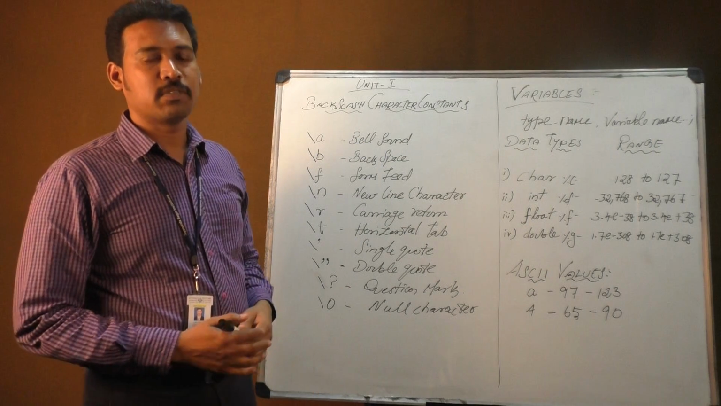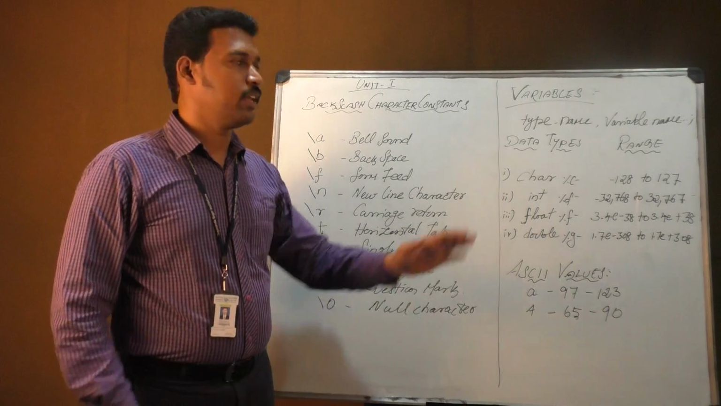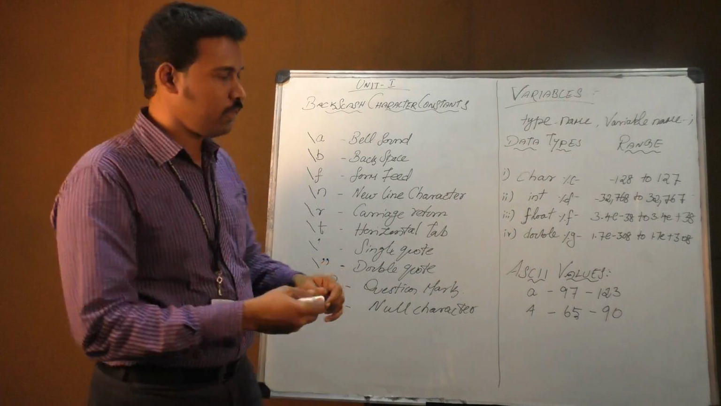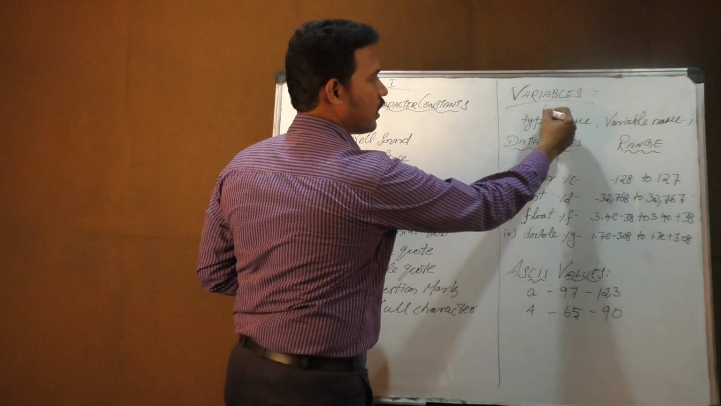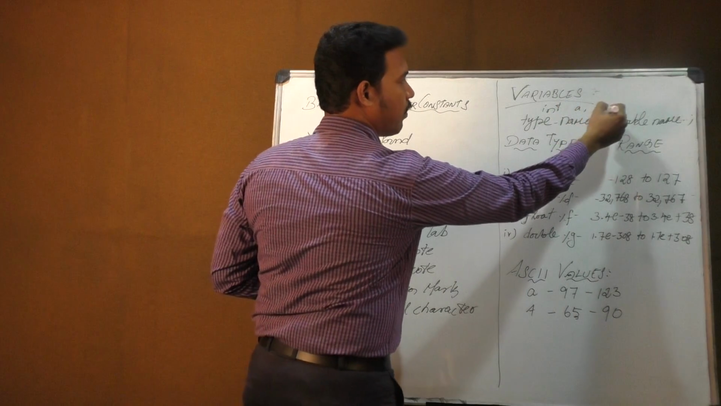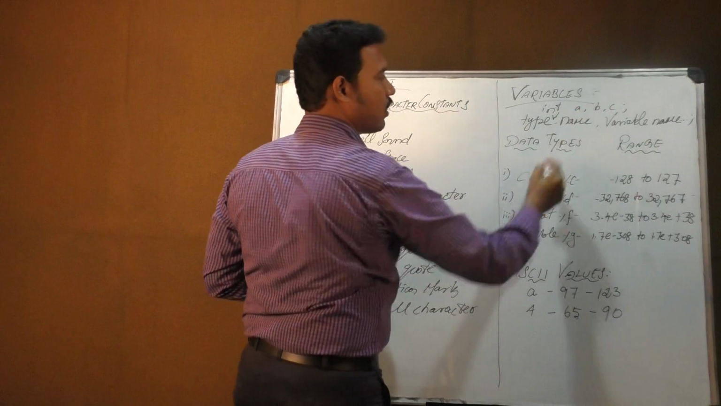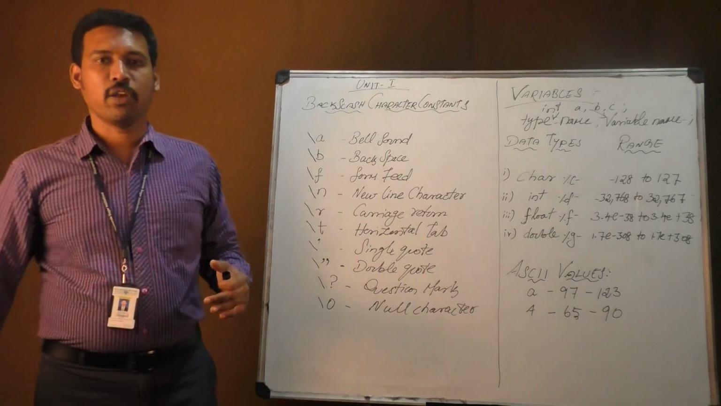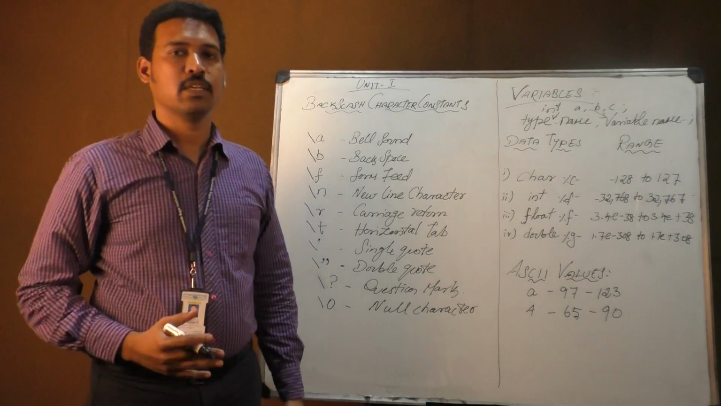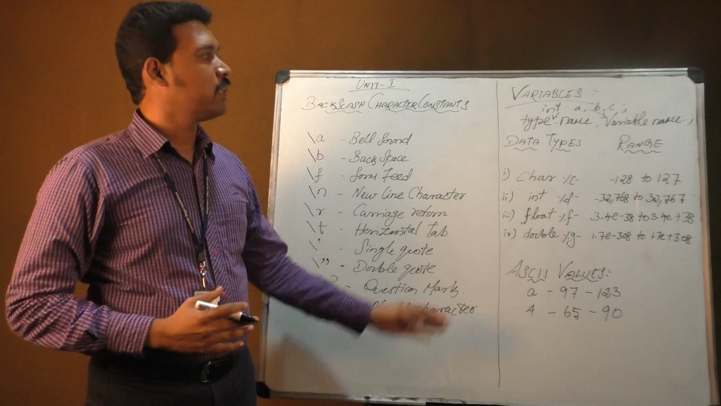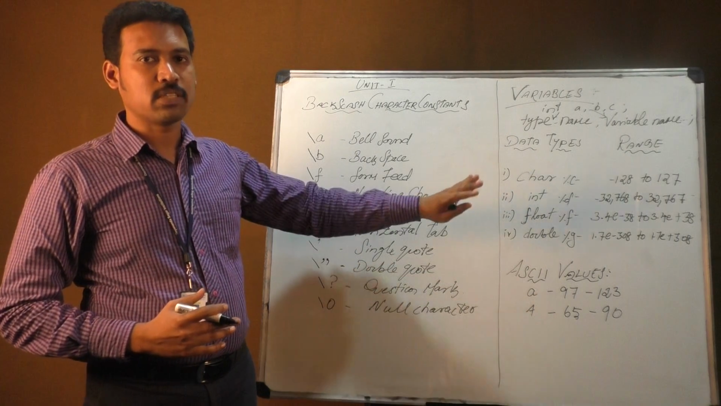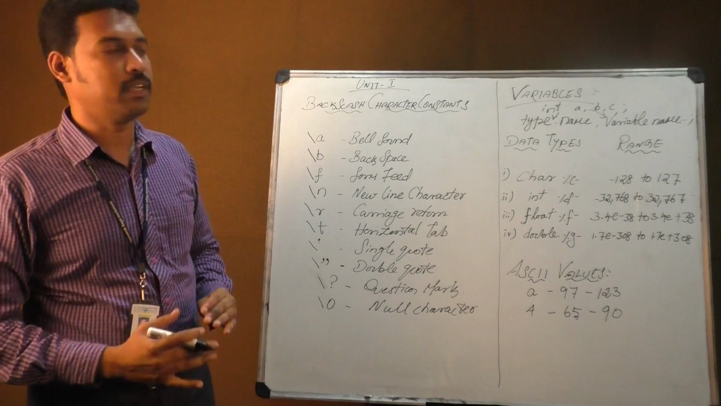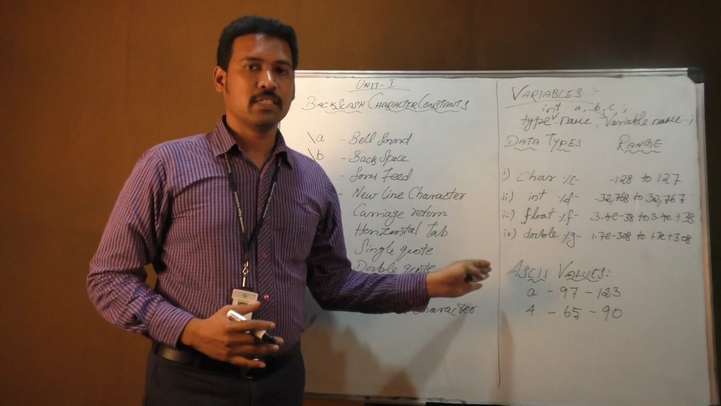The general syntax used for declaring a variable is data type followed by variable name. For example, I am using int a, b, c, so this is the data type and these are the variable names. The value of a variable may be changed during the execution of the program, whereas a constant does not change. That is the difference between constant and variable. Next we will discuss the types.